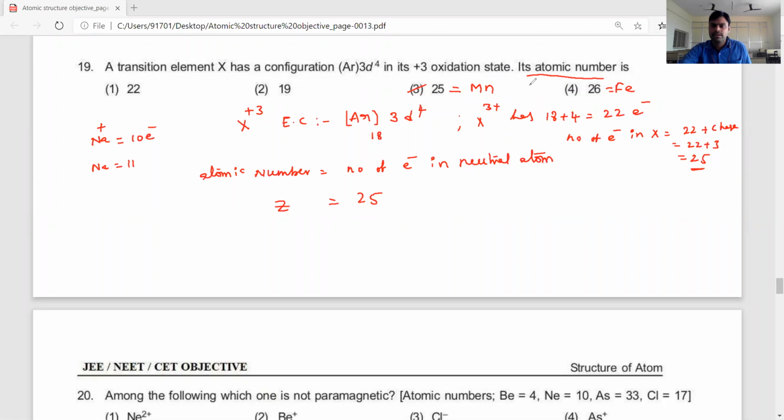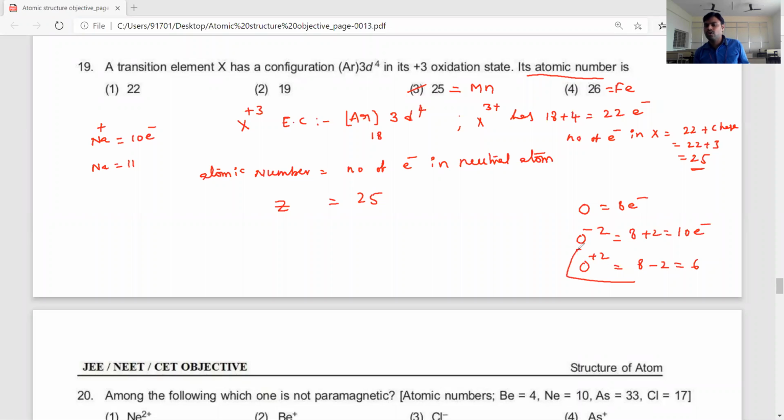Abjal, here the main important concept we have to remember: when an atom has a positive charge, it means it lost electrons. When compared to the neutral atom, positive ions have fewer electrons. For example, oxygen has 8 electrons. O minus 2 has how many electrons? 8 plus 2 is equal to 10 electrons. O plus 2 has how many electrons? 8 minus 2 is equal to 6 electrons.